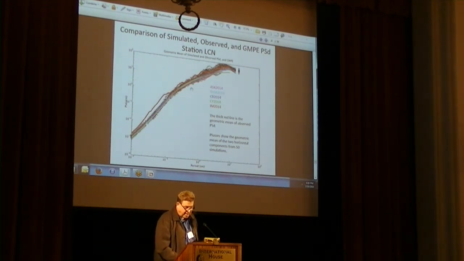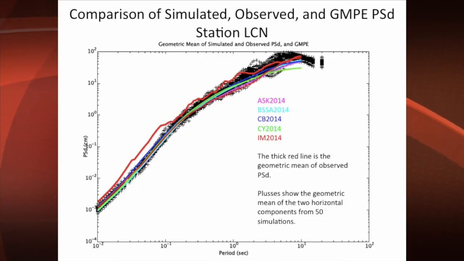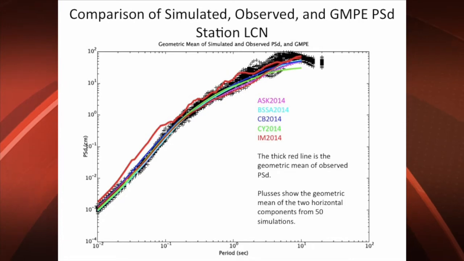So the last 2 slides here are showing the pseudospectral displacement plotted in a log-log scale, increasing period to the right. The pluses again are showing the simulation results. This thick red line here is the geometric mean of the observation at Lucerne corrected for site, and I've plotted on here 5 of the GMPEs. And there's really a very good level of agreement out to about 10 seconds period.